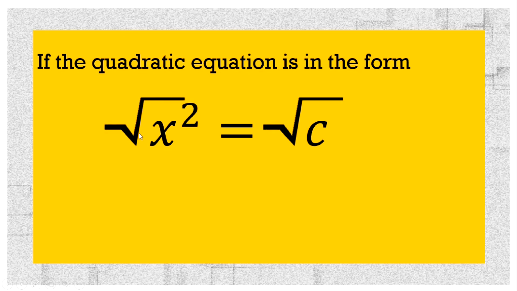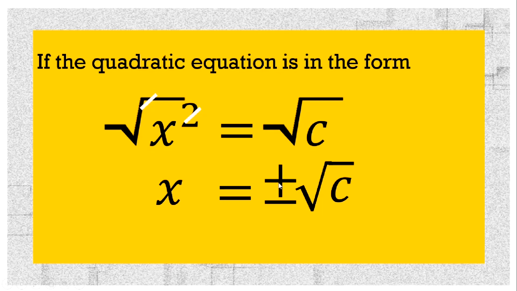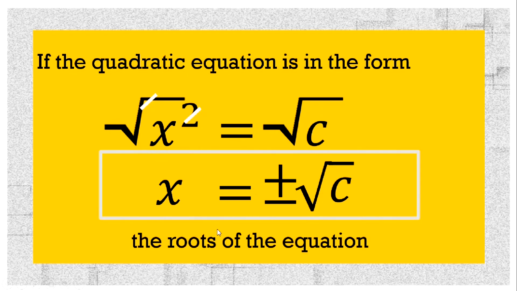So we have the square root of x squared. Cancel this out, the radical sign and exponent 2. We will be having x is equal to the square root of c. Do not forget positive and negative. Meaning, if our quadratic equation is in the form x squared equals c, the roots of that equation are positive and negative square root of c.